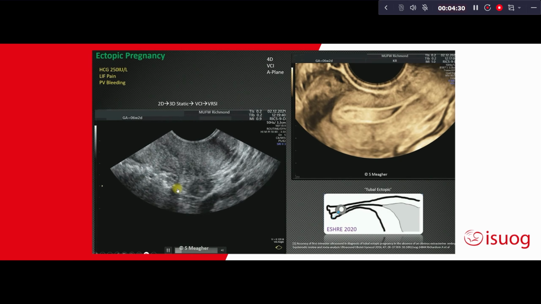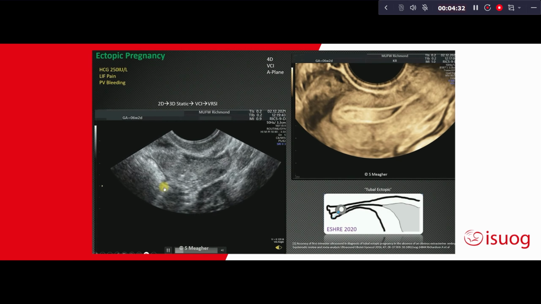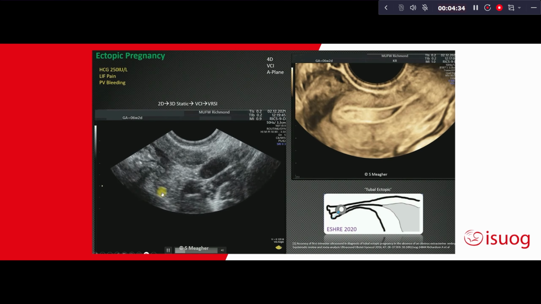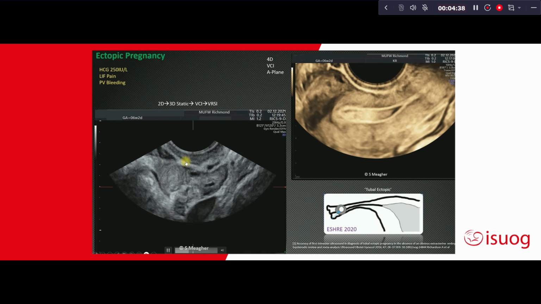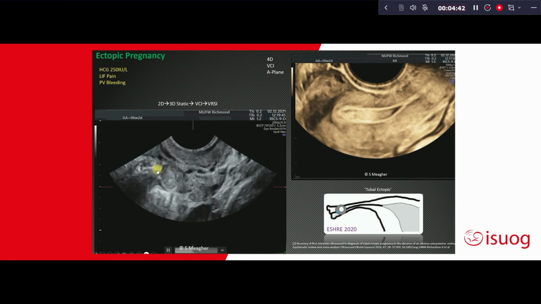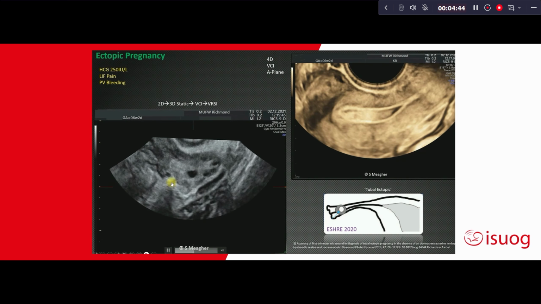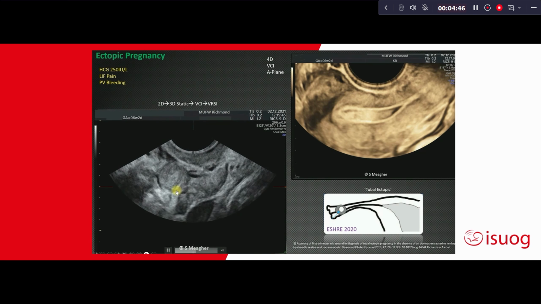However, when you take a 3D volume of this area, you will begin to appreciate that you are looking at an ampullary ectopic pregnancy. Again, you would go to 3D with VCI static, and here, as you translate through the volume, you begin to see that this is the ovary with follicular development, and this tissue here is all trophoblast, and this here is tubal edema.